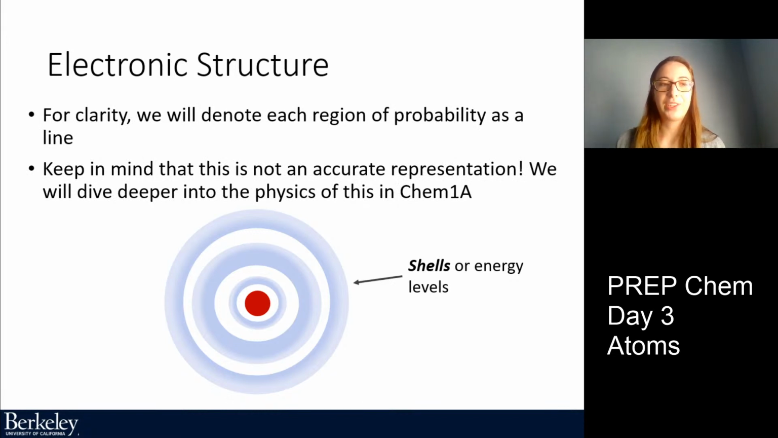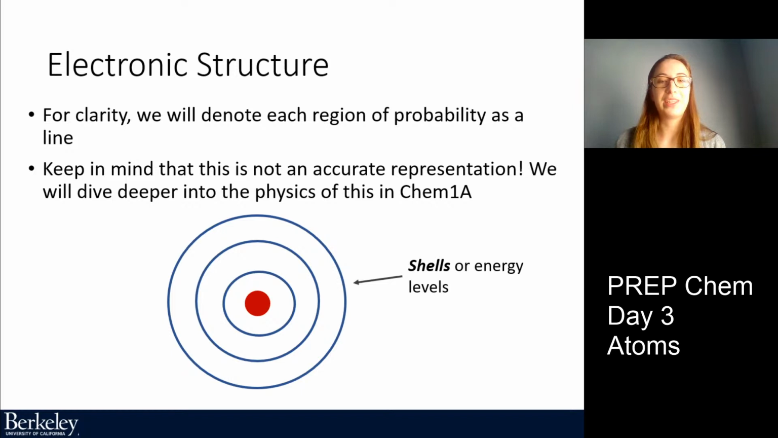So for clarity, we're going to denote these regions of probability that we represented as shaded areas with a line. This is just so it's easier to represent on paper, but keep in mind that this isn't an accurate representation. We're using a line just because it's easier to draw, but that doesn't mean that we know the electrons are on the line. This is a pretty complex topic that you will dive deeper into at the beginning of Chem 1A. But I just wanted to make it clear that we're going to represent them as lines, but that we really all need to start thinking about where electrons are in terms of probability, but that's a pretty advanced concept.